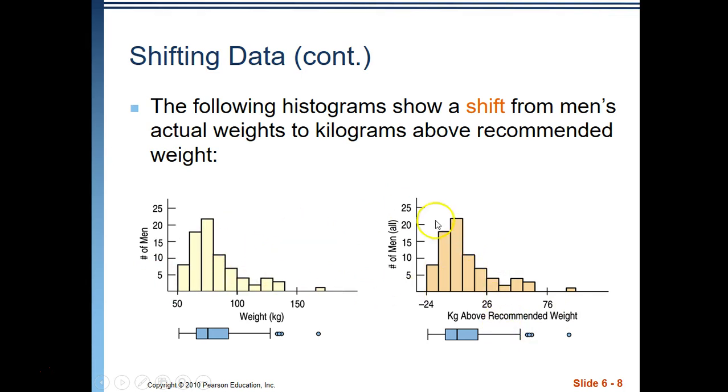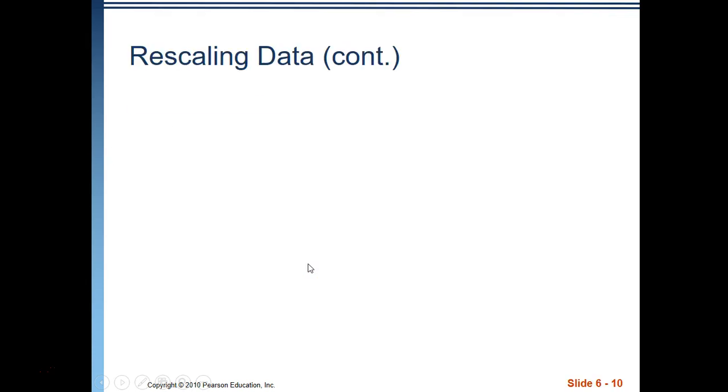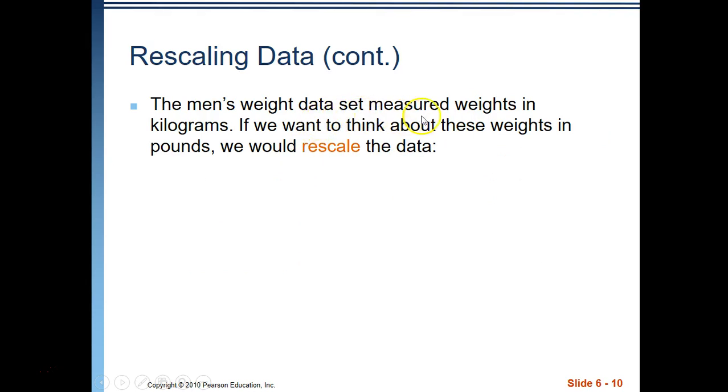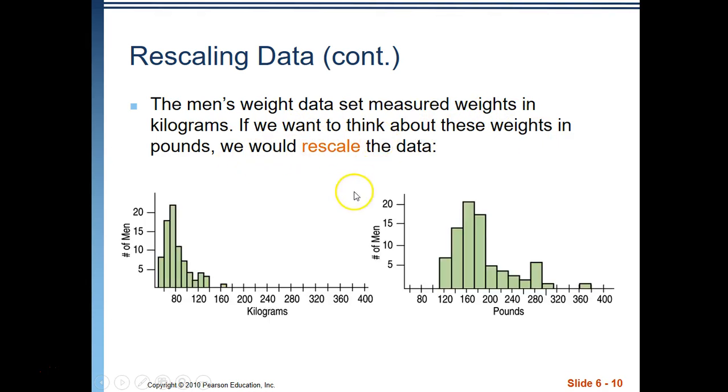Everything will stay the same if I'm just changing it from pounds to kilograms, for example, whatever that weight happens to be, multiplied by a certain amount. The men's weight data set measures weights in kilograms, and if we want to think about these weights in pounds, we would have to rescale it. So now here's what I'm doing. I changed it. This was in kilograms, and notice that it's still the same, but it's in pounds now. So all I had to do is take everything that I had before, and now I am just multiplying it by something or dividing it by something.